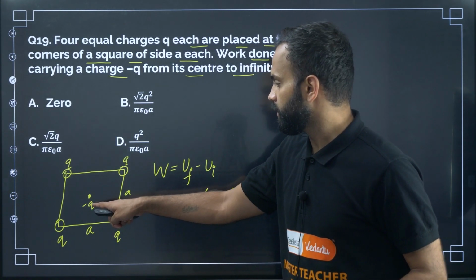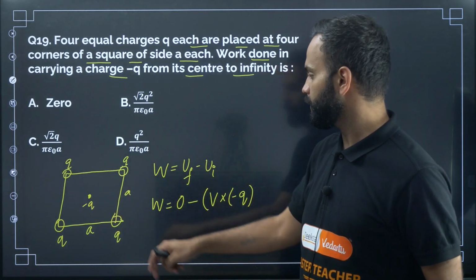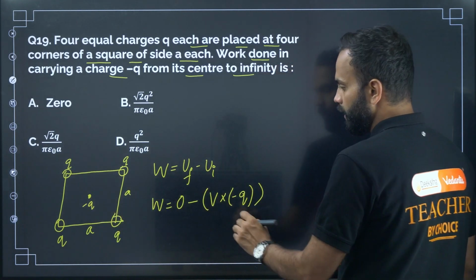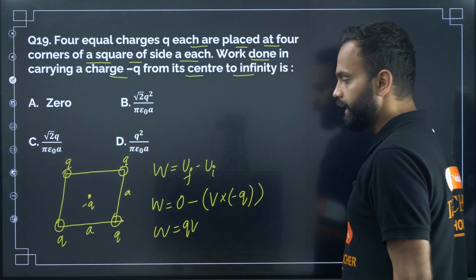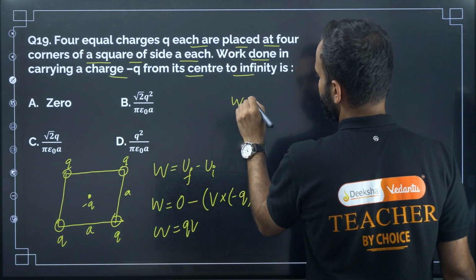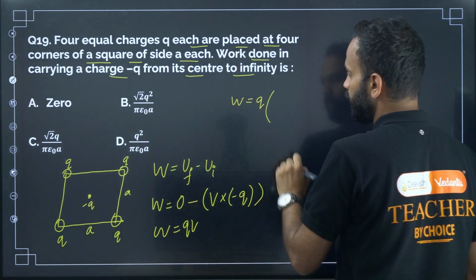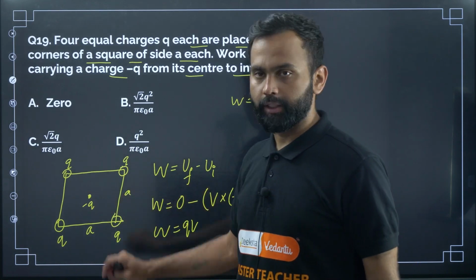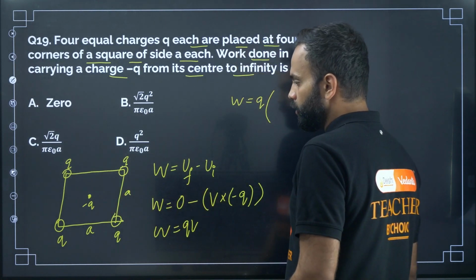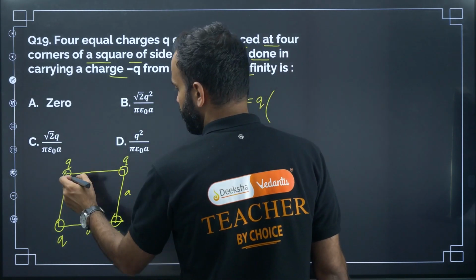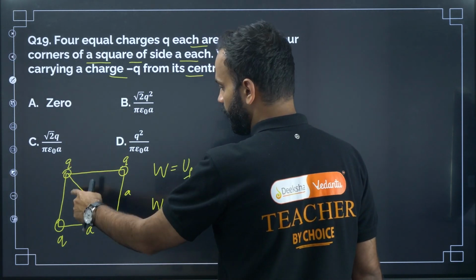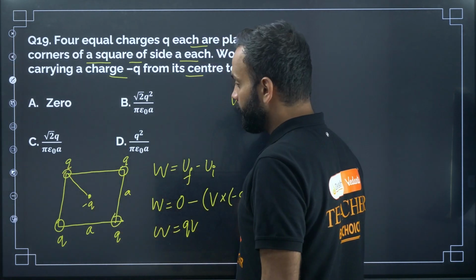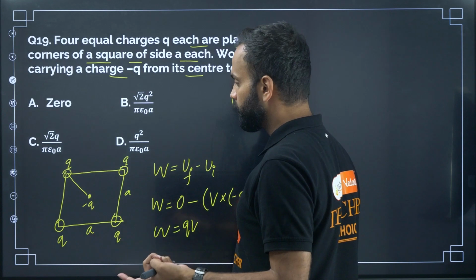V into minus Q, charge of the test charge, right? That is minus Q. So now W equal to Q into V, right? So now W is equal to Q into V, that is potential at the center of the square, right? So potential at the center of the square due to 4 Q charges. What is the distance between any one corner of the square to the center?